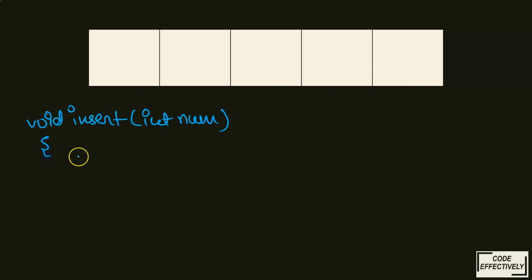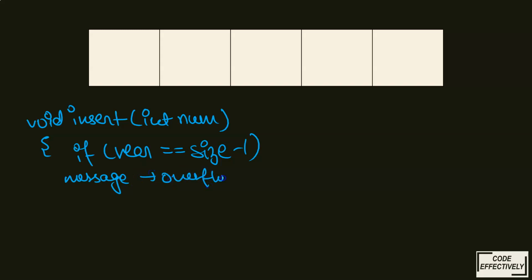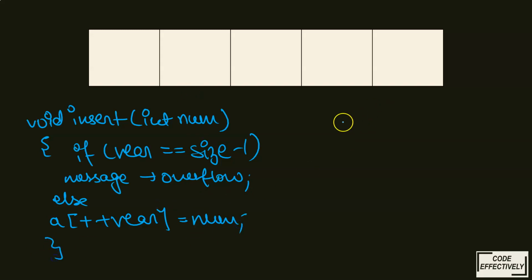So what we will do, we will check if rear is equal to size minus 1, because the array is 0 indexed, so the indexing goes from 0 to size minus 1. We will just display a message that it is an overflow condition. So this is simple, quite obvious. Else we will say that you can keep on entering the numbers. So let's say the array is a, so we can say a[++rear] equals the num that we have taken. This is just a pseudocode, not the exact code. This is the algorithm, I would say, rather.